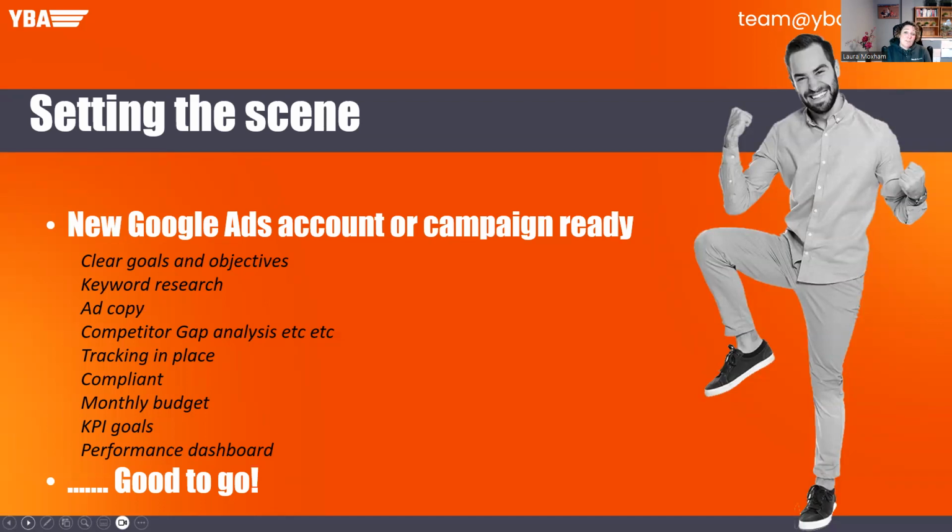Then we need to have some KPI goals, so key performance indicator goals. You want to be looking at things like the click-through rate or the conversion rate or the cost per lead. So whatever it is that's related to the clear goals and objectives that we said right at the beginning, you need to have those KPI goals that link in and are related to those.